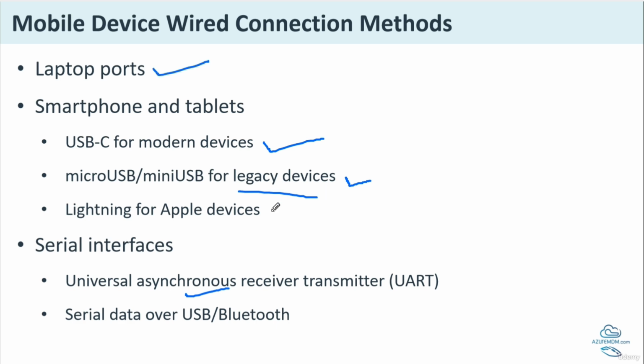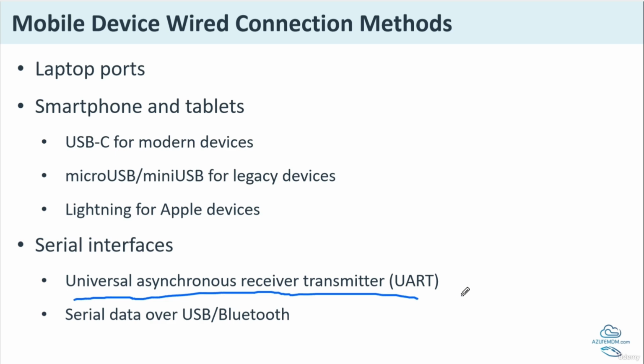export the data. And for Apple devices, as we know, there are so many options available, like AirDrop. There are also several other options available. We can import and export the data via C-port cables. Now, serial interfaces. In serial interfaces, we have the universal asynchronous receiver and transmitter, UART, and also serial data over USB and Bluetooth. We will understand about this in the next module.